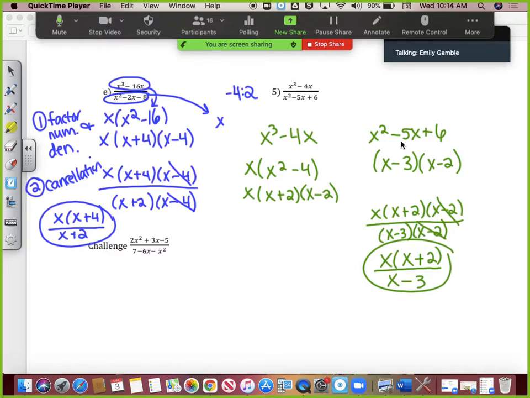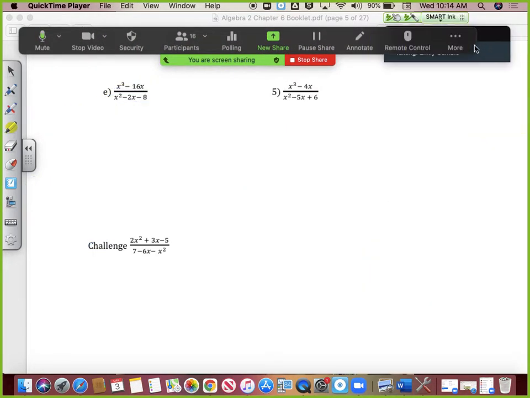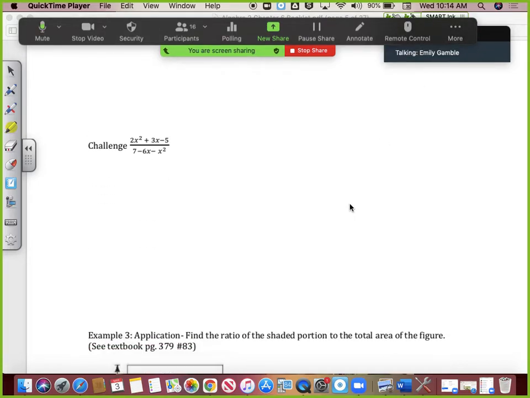Now this last one here is definitely a challenge, so we're going to do this one together, and then the last problem on the page is a challenge as well. So we're going to go through these two application problems together before we take the rest of the class to practice. So here's the challenge problem.